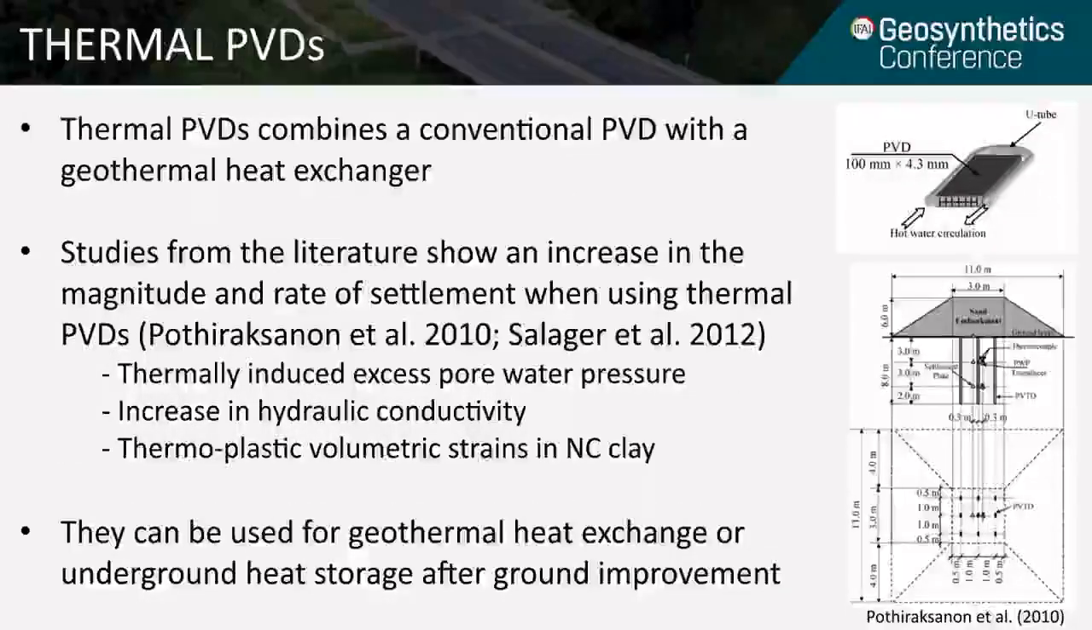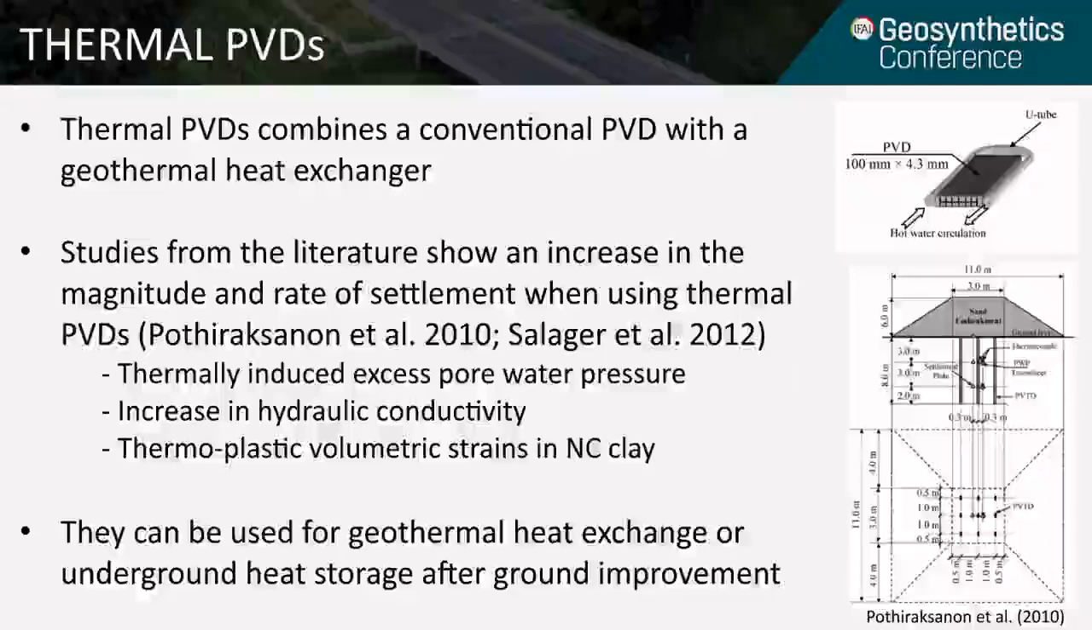A thermal PVD combines a conventional PVD with a geothermal heat exchanger. This can be achieved by using closed-loop plastic tubing, circulating heated water within or around the core of a conventional PVD. At the bottom, I have shown a schematic of a study conducted in Thailand where thermal PVDs were used in combination with a surcharge in a field-scale experiment.